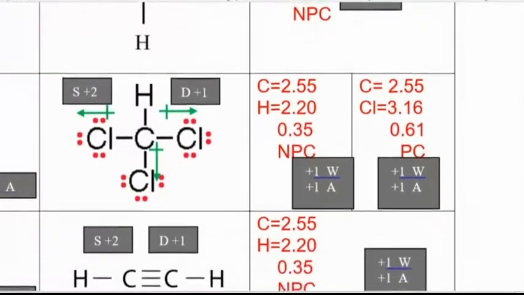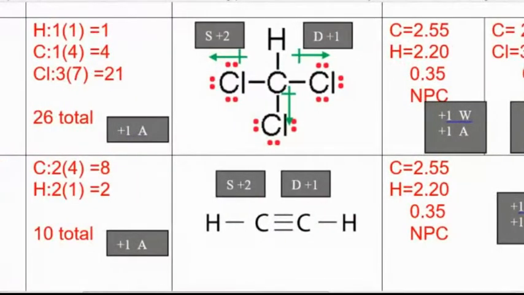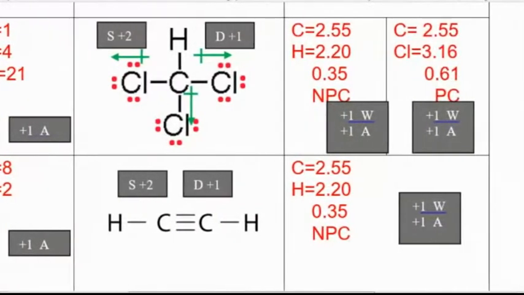For this last problem here, we have C2H2. You have a total of 10 electrons available. If you check to see if they were happy, you notice that neither carbon was happy. H's are happy because they're on the outside and they follow the duet rule. So then they had to share their electrons, and when they shared those electrons, they formed a triple bond.